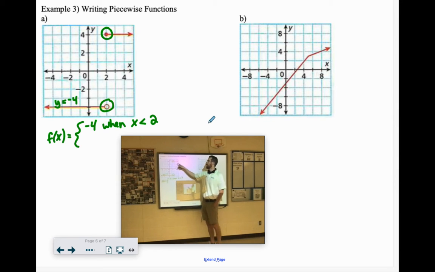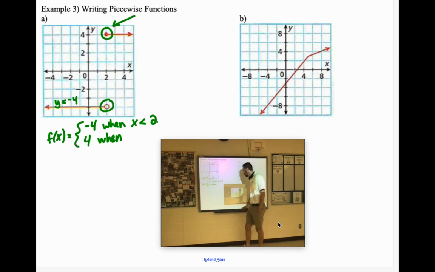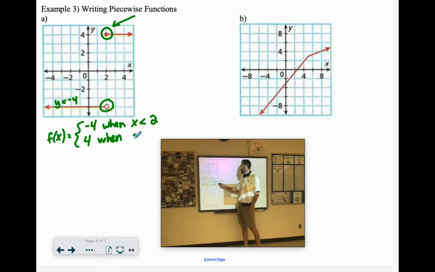Now the other line up here has a solid dot, so that's going to have to be greater than or equal to 2. Now that's at +4, so f of x would equal +4 when x is greater than or equal to +2. So as soon as it hits +2 and then goes to the right, y equals +4. So let's try the next one here.